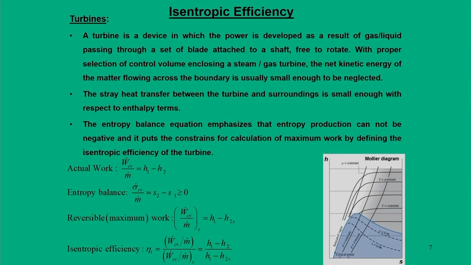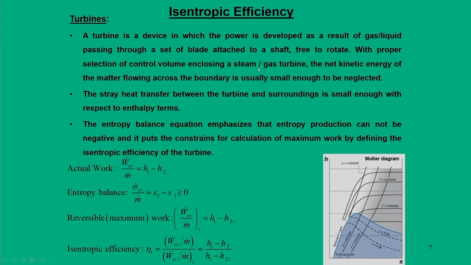So, let me start with the first important component for which we are going to calculate the isentropic efficiency, and the component is turbines. We all know the turbine produces power. It is a device designed to produce power as a result of gas or liquid passing through a set of blades attached to a shaft, and the shaft is free to rotate. Now, with the selection of a control volume enclosing a steam or gas turbine, the net kinetic energy of the matter flowing across the boundary is small, which can be neglected.